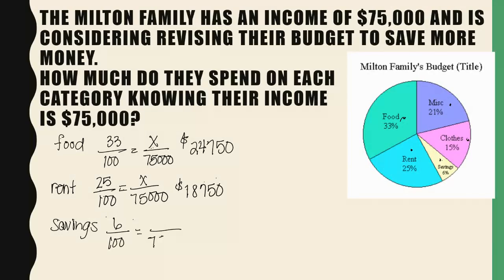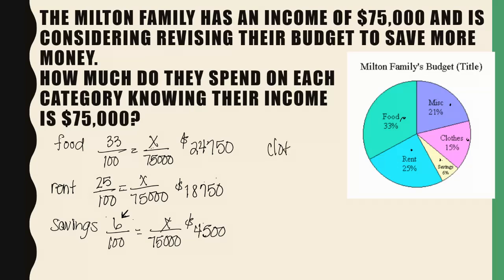But we're going to set up our proportion again. Notice how I'm setting up the same thing each time. I'm just changing this top number to match whatever the percent is on the pie chart. The nice thing about this is that you're always doing the same thing. You just have to change the number to match the information that you're given. So when I multiply this and then divide by 100, I get $4,500 is going into their savings.